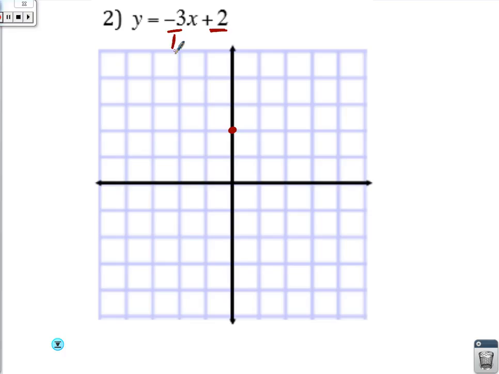Here's my slope. That tells me where to go from this y-intercept. I'm going to go down 3, right 1. Do it a couple of times. Or I could go up 3, left 1, because that negative you can put on top or bottom. Draw a line. Any questions?